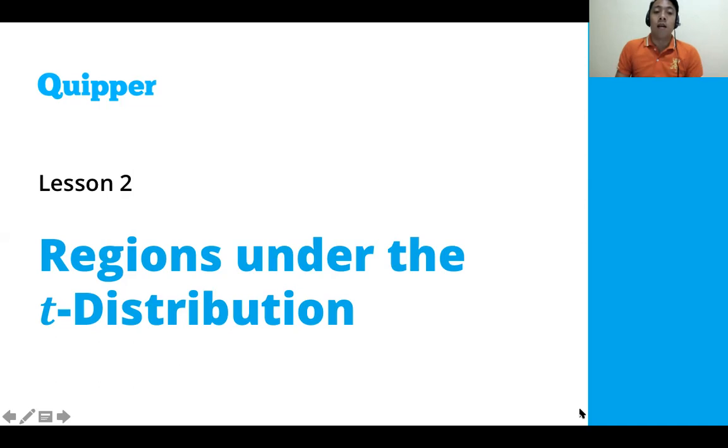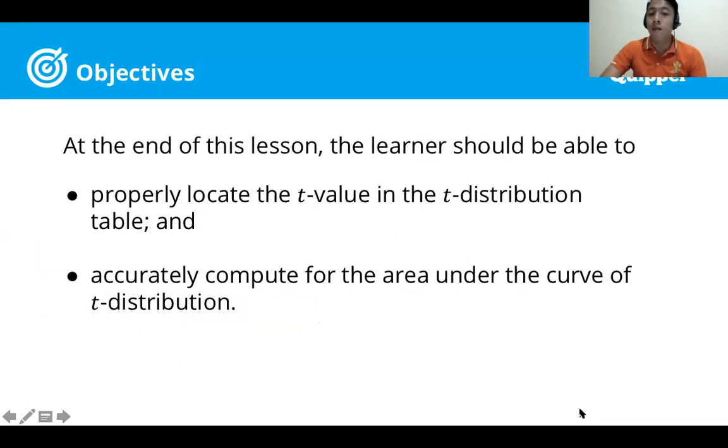Okay, now, these are our main objectives. At the end of this lesson, the learner should be able to properly locate the T value in the T distribution table. Okay, ito yung sinasabi ko last time na gagamitin natin para makuha natin yung probability ng isang problem. So, properly locate the T value in the T distribution table. Sensya na, namamaos ang boses.